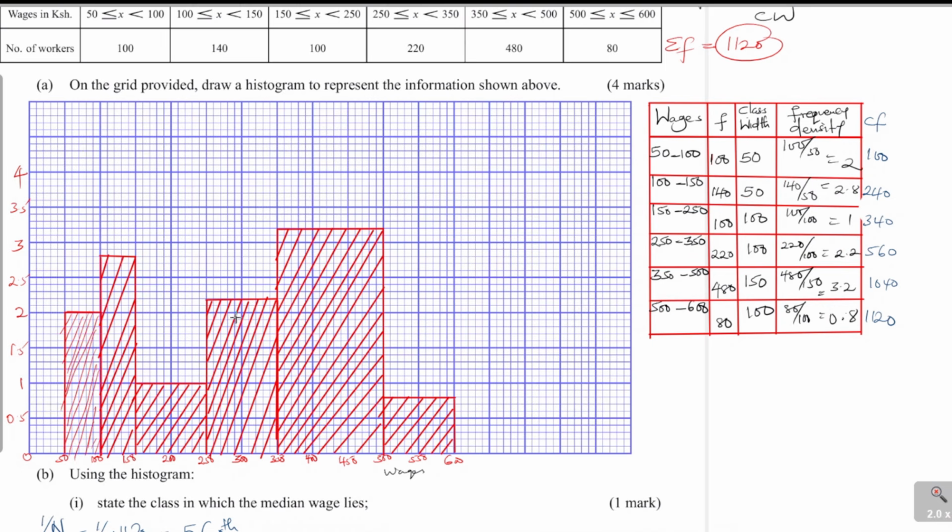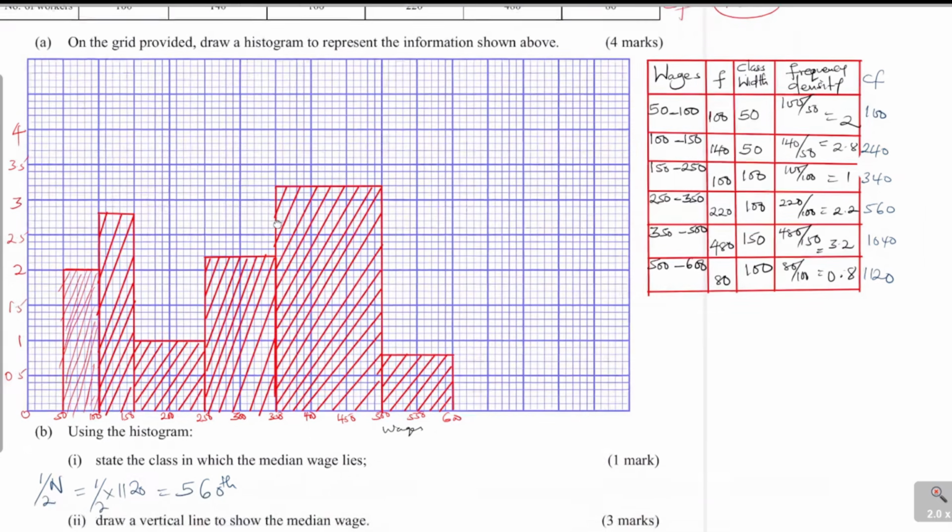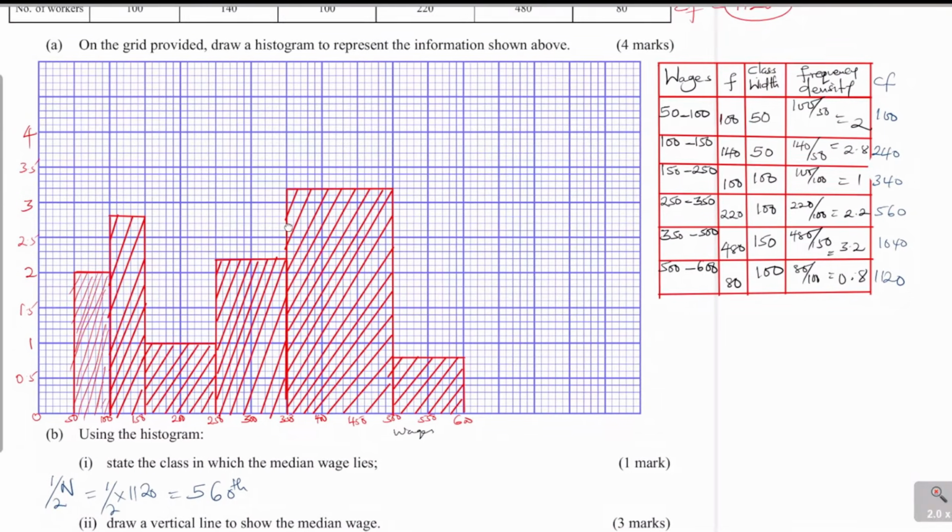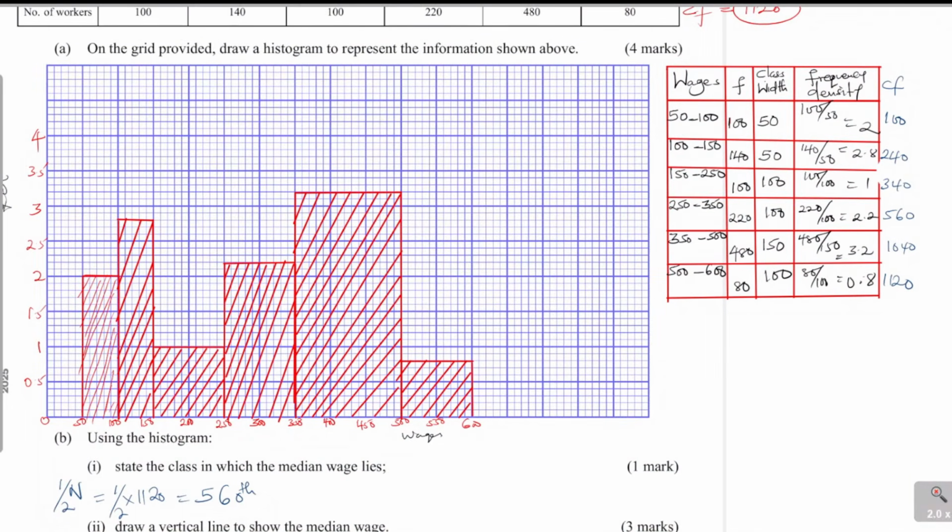So now this one will help you to identify the median class. Remember, we said the median class will be located where the 560th worker will be. So where the 560th worker is, actually here, you can see, and that class is here. The class is 250 to 350. So the median class is equal to 250 to 350. That is how we do it.